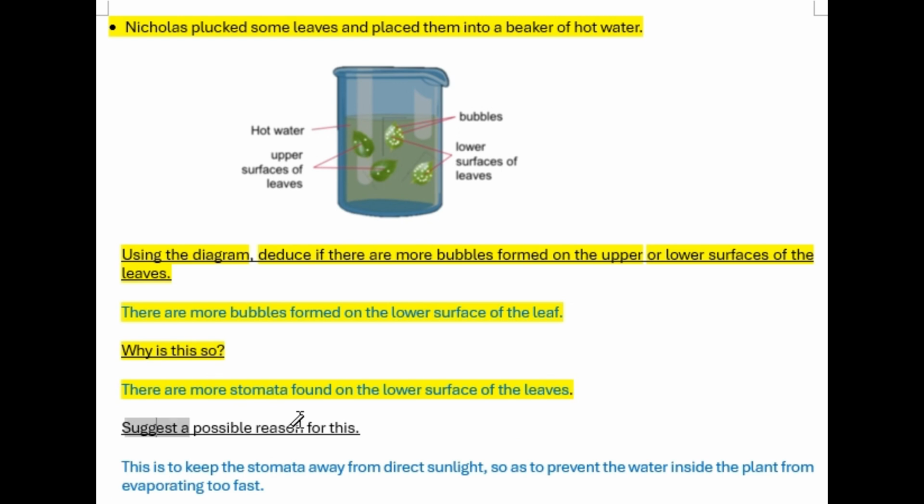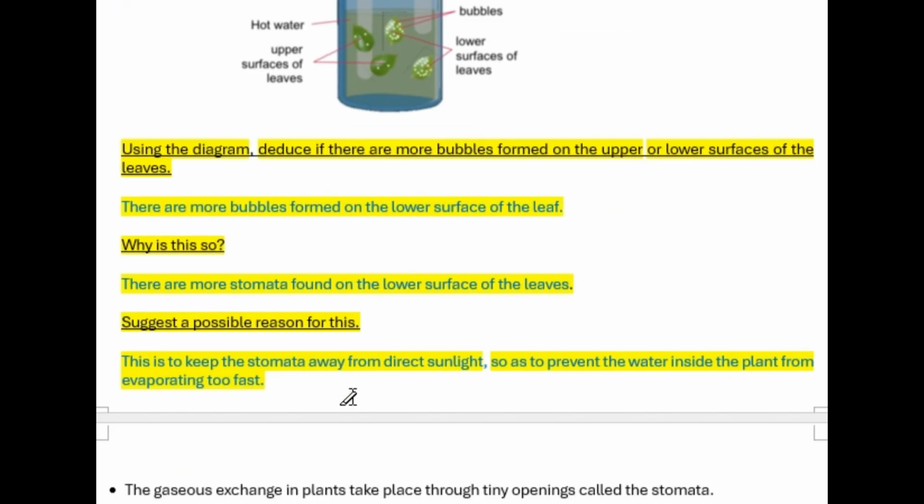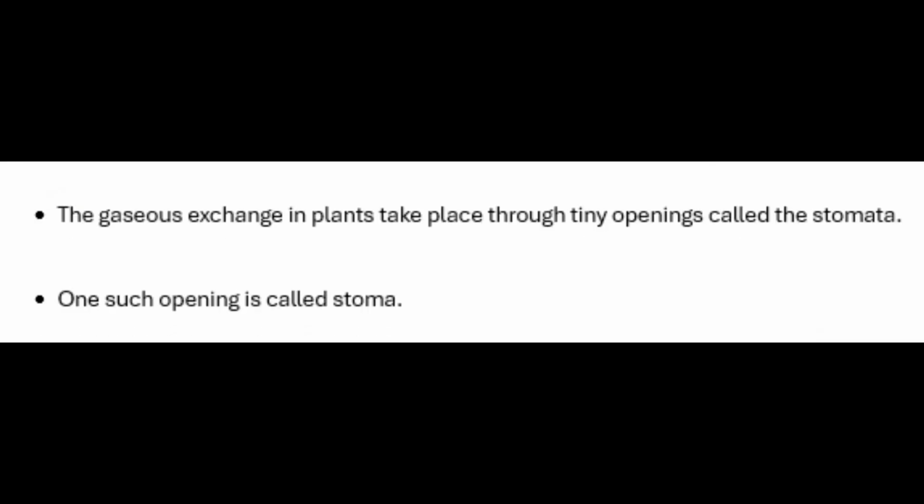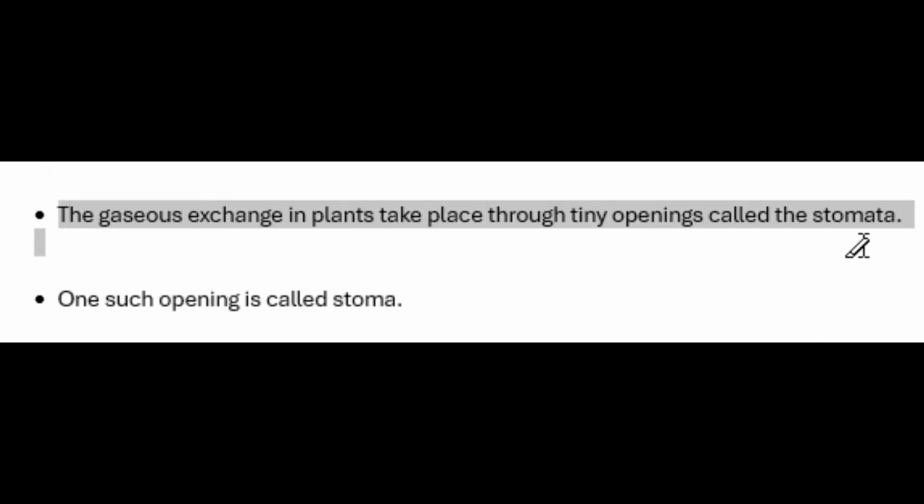Suggest a possible reason for this. This is to keep the stomata away from direct sunlight, so as to prevent the water inside the plant from evaporating too fast. The gaseous exchange in plants takes place through tiny openings, called the stomata. One such opening is called a stoma.